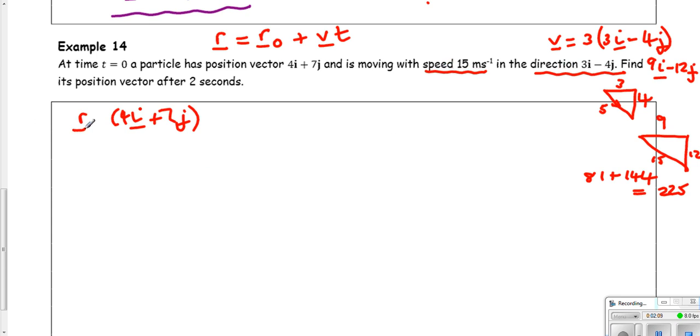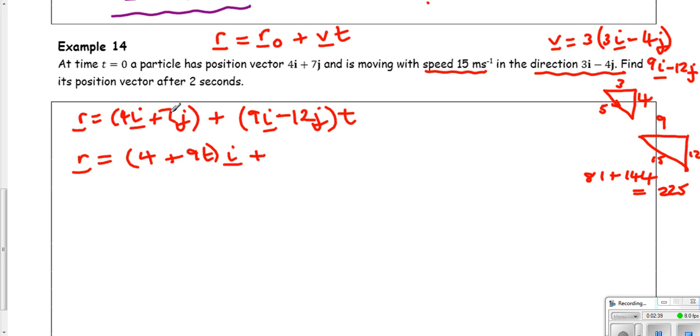So, returning to our formula, position vector at any point is the starting vector plus, this is our velocity vector, 9i minus 12j multiplied by t. So just for the practice, I'm going to work out that general position vector that I mentioned earlier. So how many i's have we got? We've got 4 plus 9t i, and then we've got 7 minus 12t j.